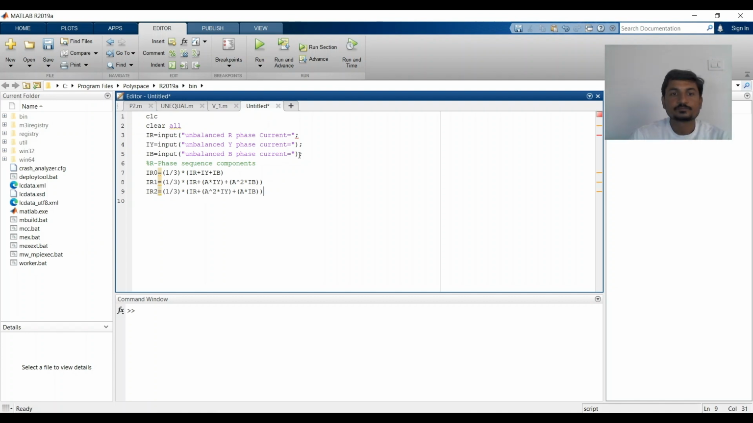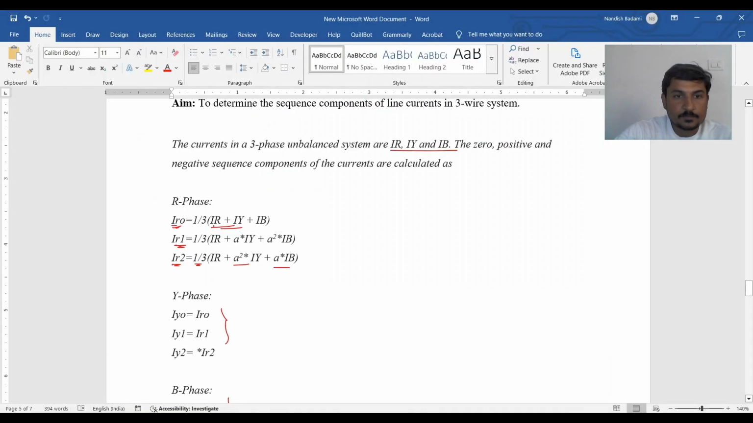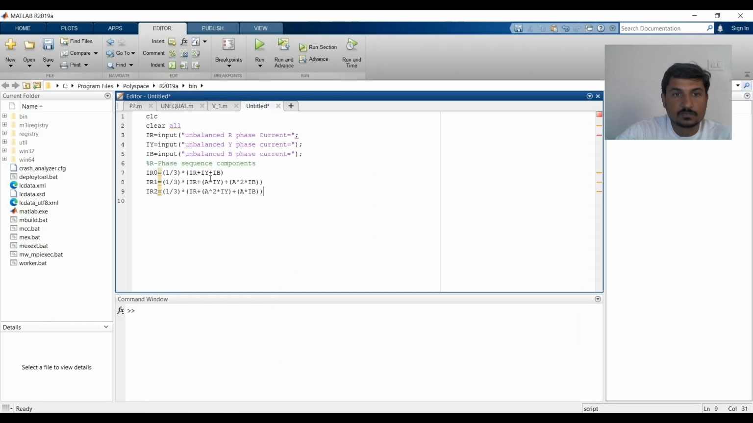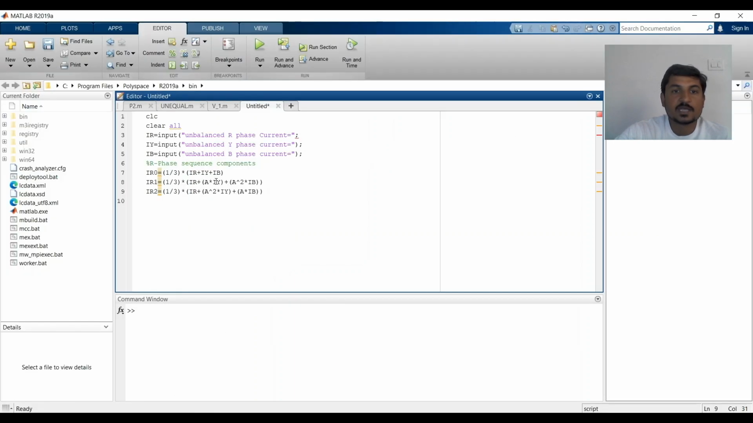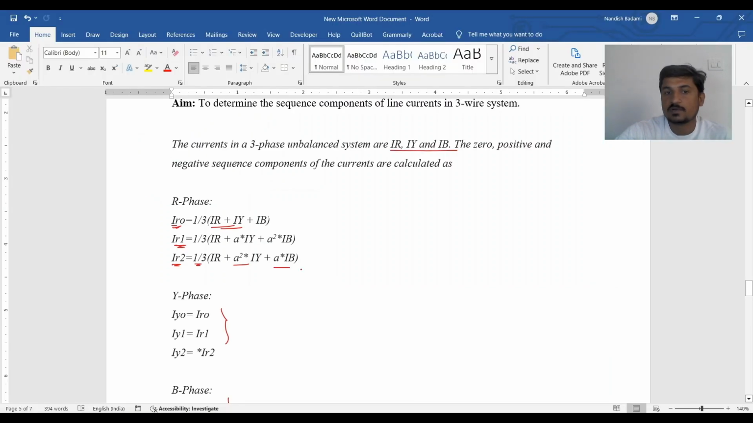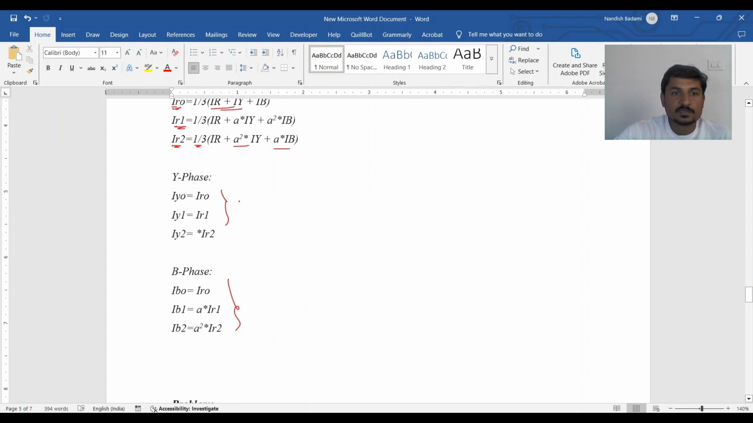Right? Just to cross verify, this is our IR naught, IR1 and IR2. IR naught is 1 by 3 times IR plus IY plus IB, and that is what we have written. IR1 is 1 by 3 times IR plus A times IY plus A square times IB. Similarly, IR2 is 1 by 3 times IR plus A square IY plus A times IB. Now we need to calculate for the Y phase and B phase. For the Y phase, IY naught is equal to IR naught.